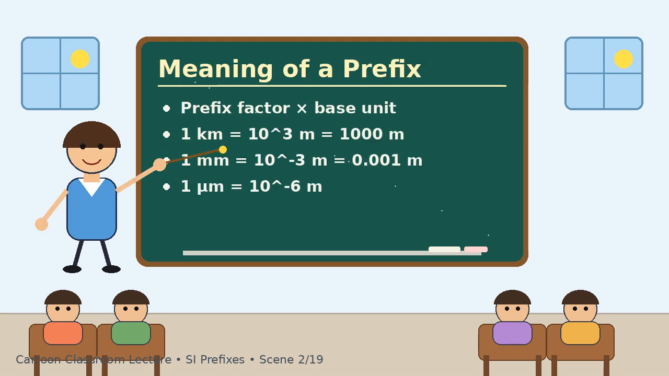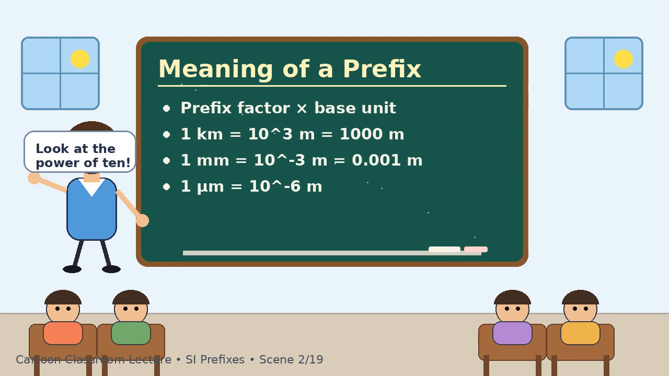A prefix changes the size of a unit by multiplying it by a power of 10. The general idea is simple. A prefixed unit equals a prefix factor multiplied by the base unit. Kilo means 10 to the power 3, so 1 kilometer equals 1000 meters. Milli means 10 to the power minus 3, so 1 millimeter equals 0.001 meter. Micro means 10 to the power minus 6, so 1 micrometer is 1 millionth of a meter.